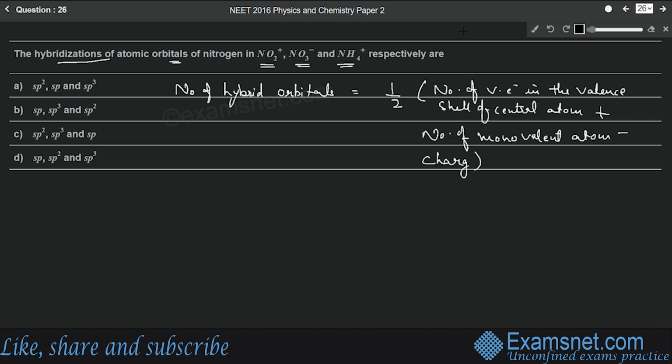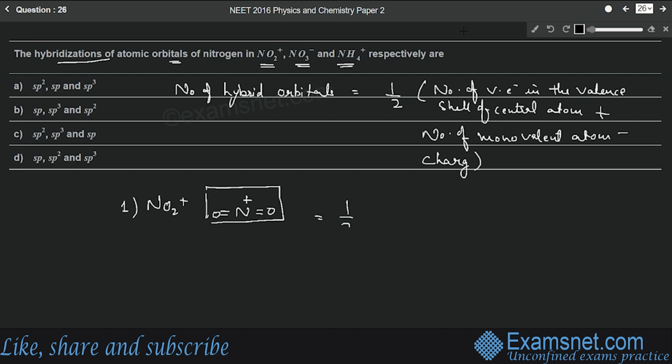so let's find out one by one. The first species mentioned is NO2 plus. Okay, so what is the structure of NO2 plus? It looks like this. We have N double bond O, this side also double bond O, and there is a plus charge. Okay, so this is the structure of NO2 plus. Now we have to find the number of hybrid orbitals.